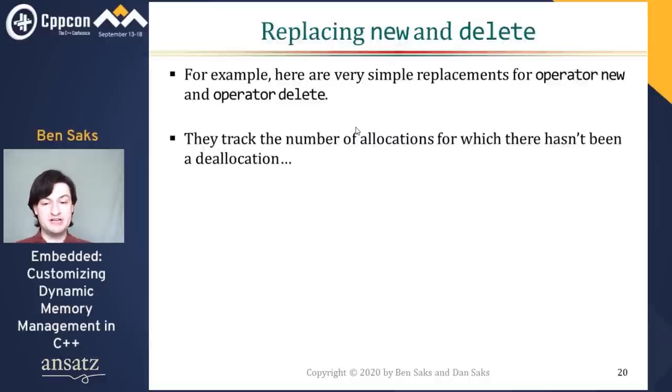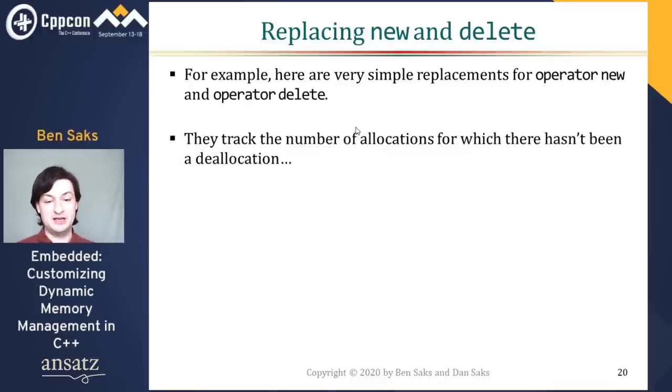So here are some very simple replacements that I could write for operator new and operator delete that are designed to track the number of allocations that haven't been deallocated yet. It gives me a running count of how much memory has been allocated in a rough sense, because objects are different sizes, over the lifetime of the program, so that if I reach the end of the program and that number isn't zero, that's a pretty good indication that there's a memory leak somewhere, for example. I realize that in an embedded system, you often don't reach the end of a program, but you can still have a situation where what you see is that the trend is just going up like this, and that's often a bad sign. Usually you'd expect it to level off after a while.